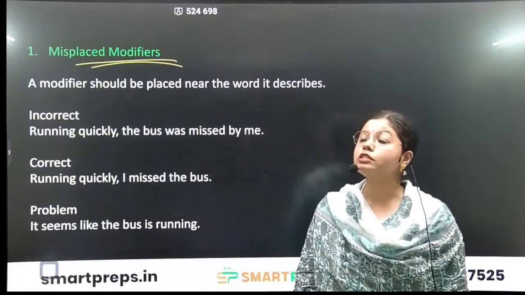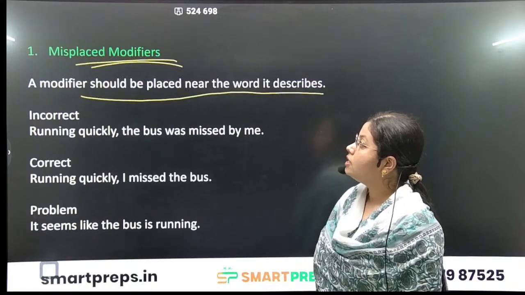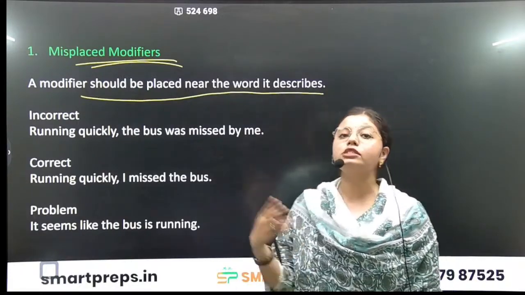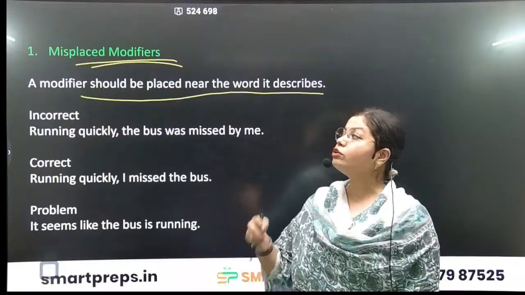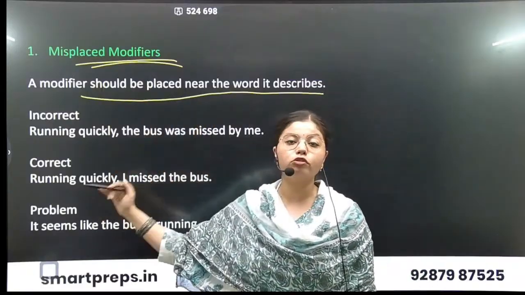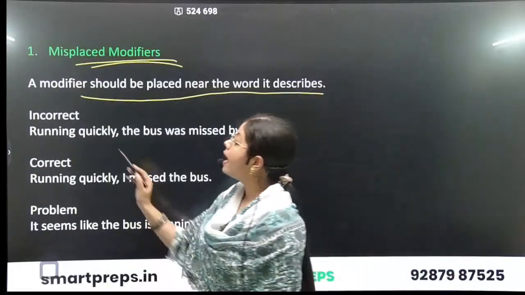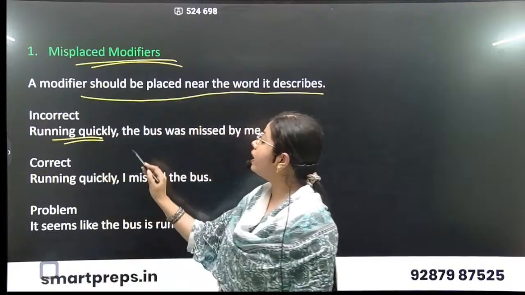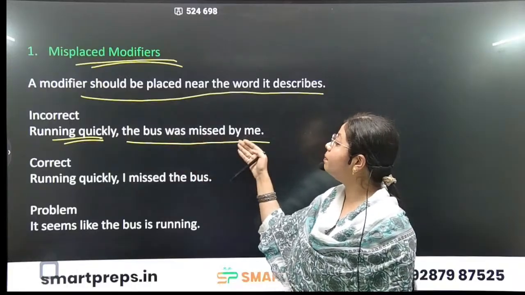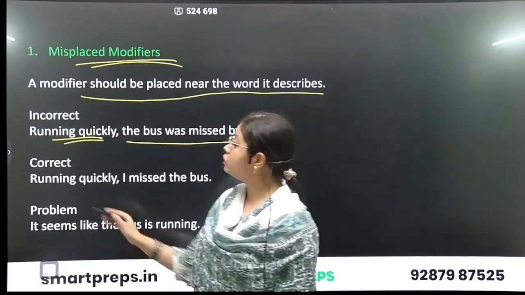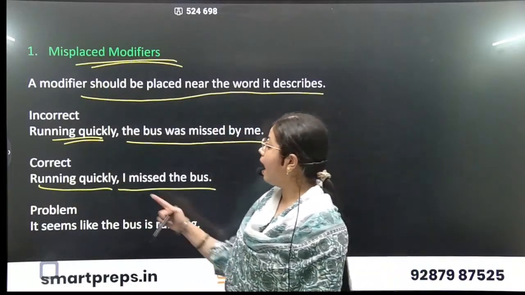Misplaced modifier means a modifier should be placed near the word it describes. Like beautiful is the modifier which is describing the dress. If I place beautiful in a different place and dress far away, then it will be misplaced. For example, an incorrect sentence: running quickly the bus was missed by me. The correct sentence would be: running quickly I missed the bus.